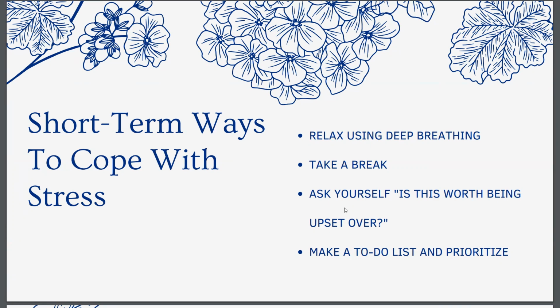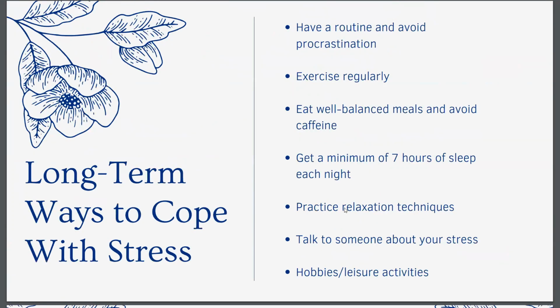So some long-term ways to cope with stress: having a routine and avoiding procrastination. So that goes a little bit with that organization we talked about on the last slide. Exercising regularly, eat well-balanced meals and avoid caffeine. If you are a person who is prone to stress or even anxiety, caffeine may not be helping you. So not saying avoid it completely, but maybe limit your caffeine intake a bit.